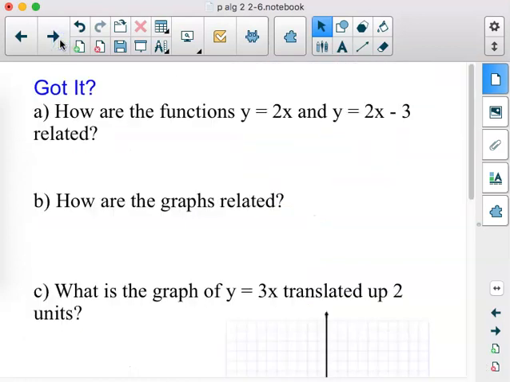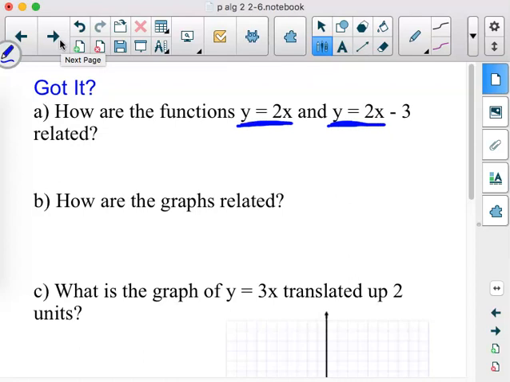The got it says, how are the functions y equals 2x and y equals 2x minus 3 related? So here's what they're doing. They're asking us for similarities and differences. And I look and I see, oh, there's the similarity. They both have the y equals 2x. So basically, they both have a slope of 2, which is great. But the second graph has a minus 3 in the back.